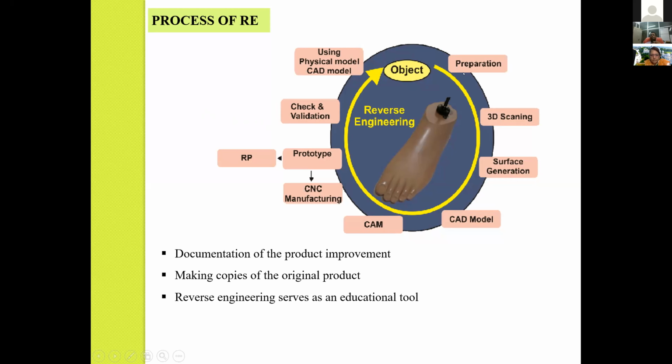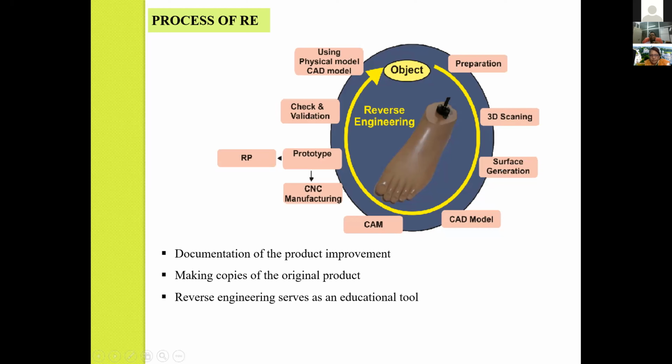Now we can see the process if we want to scan any object, whether it is an organ or any object in general. First we prepare the object. Many times our scanners don't scan black portions or black colors, so some kind of preparation is needed. Then we start scanning. After scanning we get some data, import it through the software in a particular file format, and create a geometrical model. Then comes surface generation, which is basically the geometrical model.